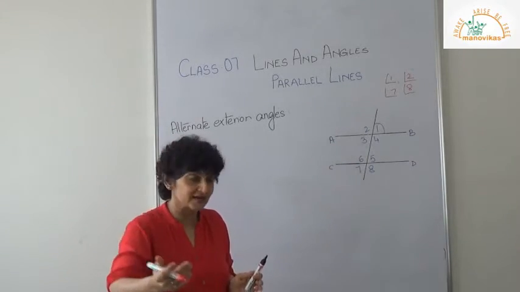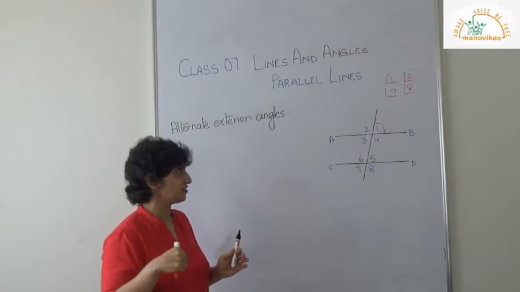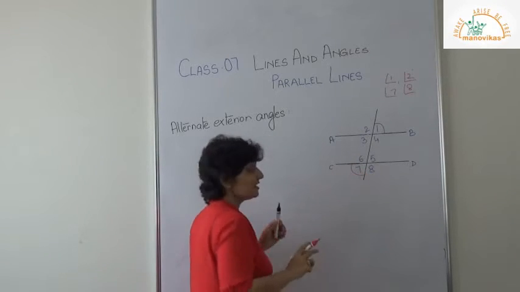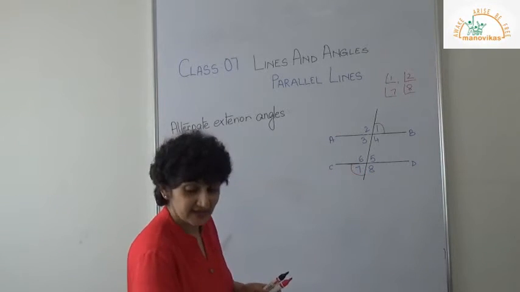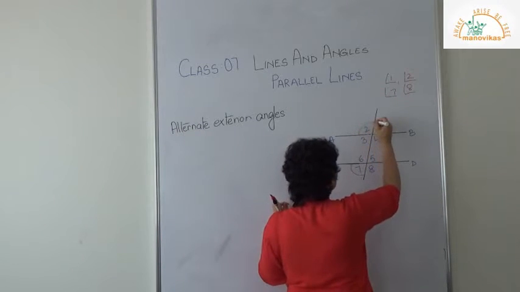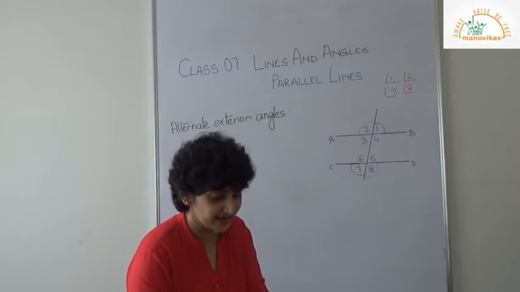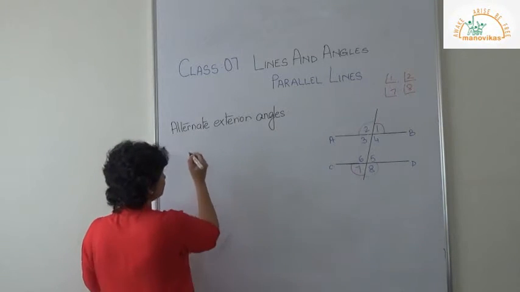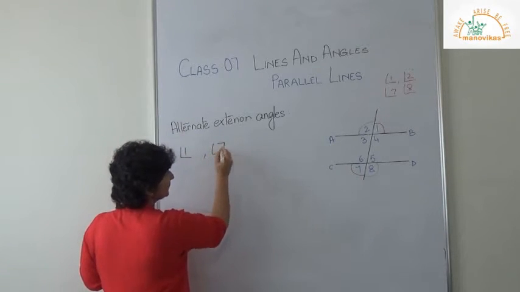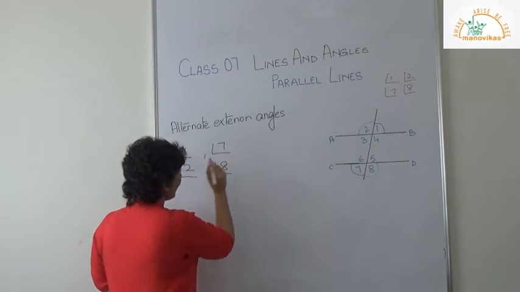So when I say alternate, it is one side of the transversal and the other side of the transversal. So angle 1 and angle 7. This is one alternate exterior angle pair. And if I take the other one, it will be angle 2 and angle 8. This is another alternate exterior angle pair. So angle 1 and angle 7, and then angle 2 and angle 8.